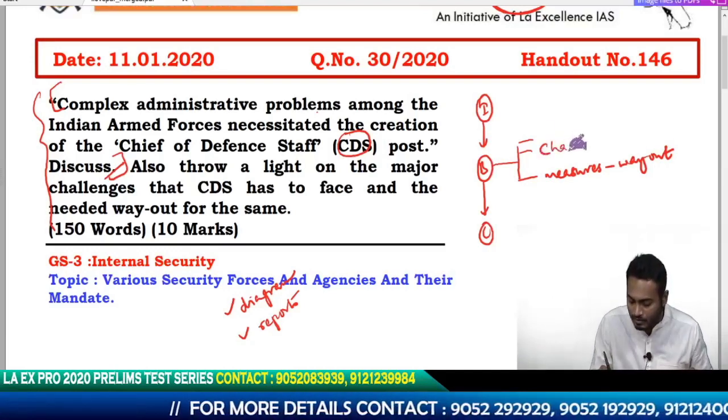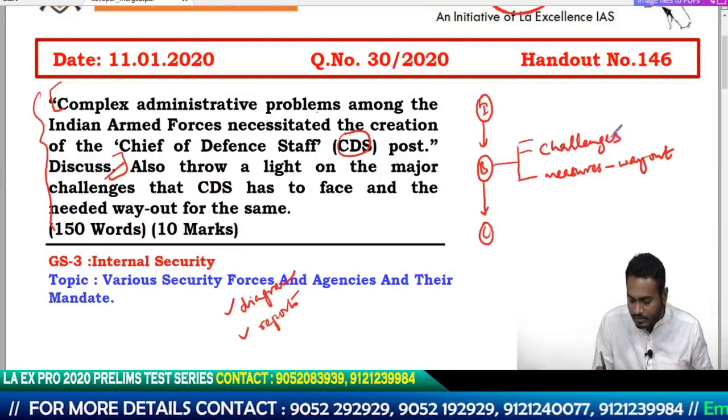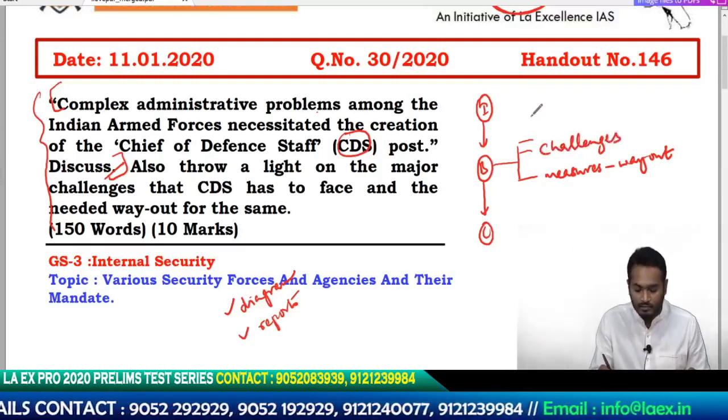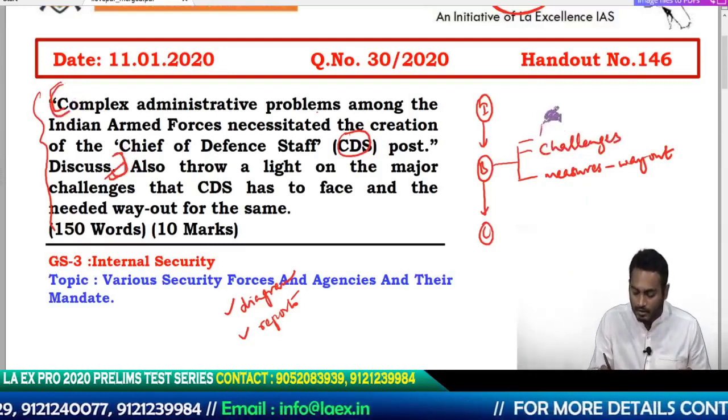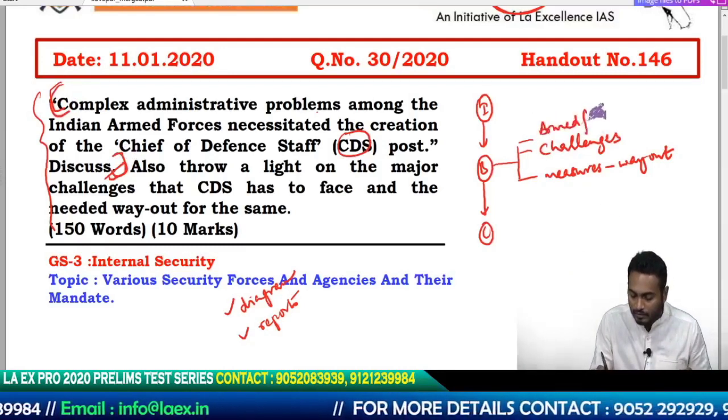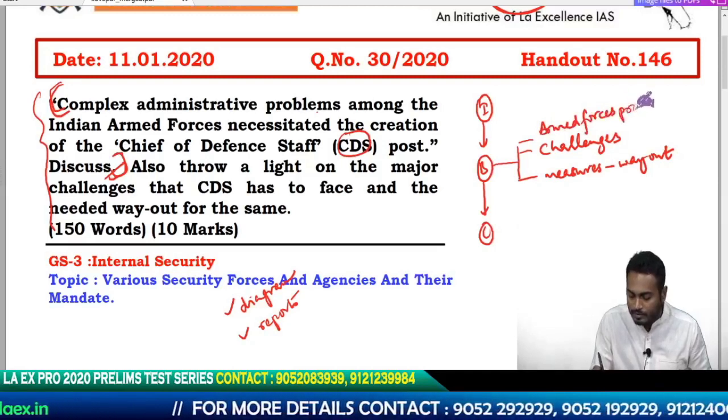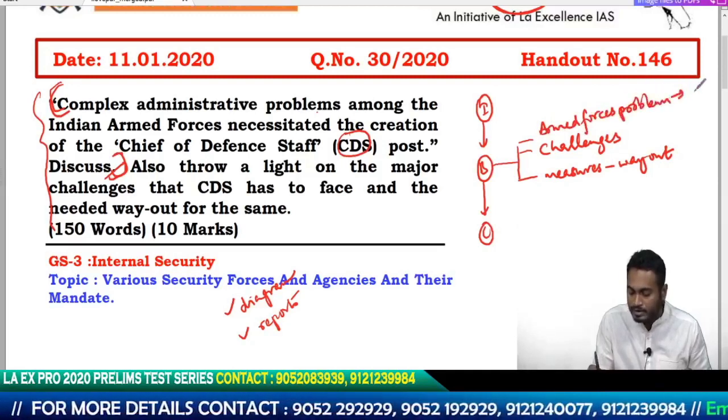So he is asking me to talk about the challenges. This is the second thing, and the first thing we have to talk about is this part. There are problems in the armed forces, problems which necessitated CDS.